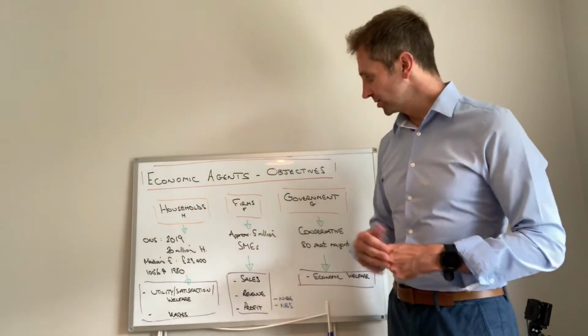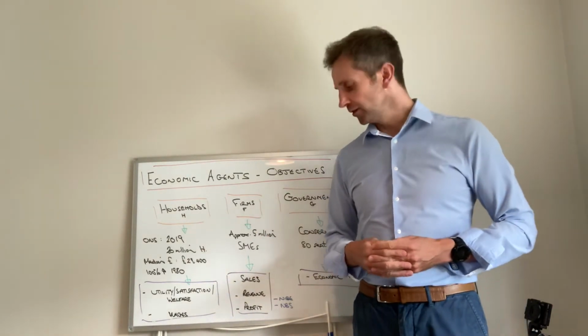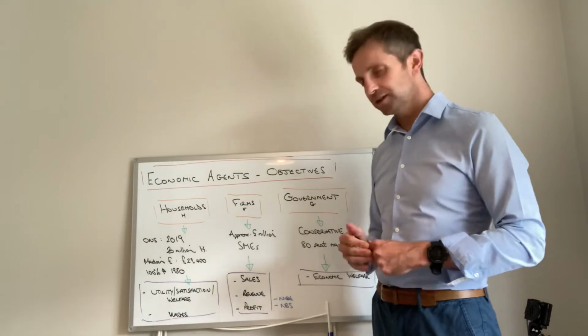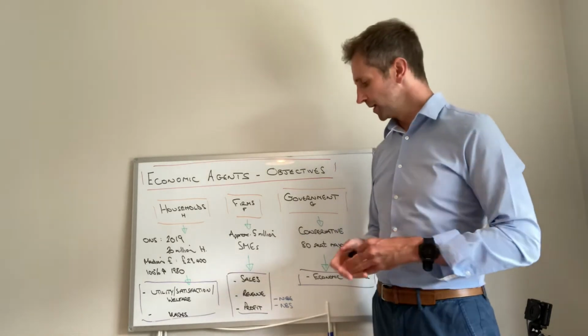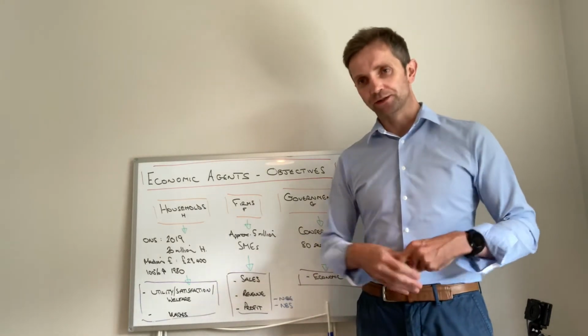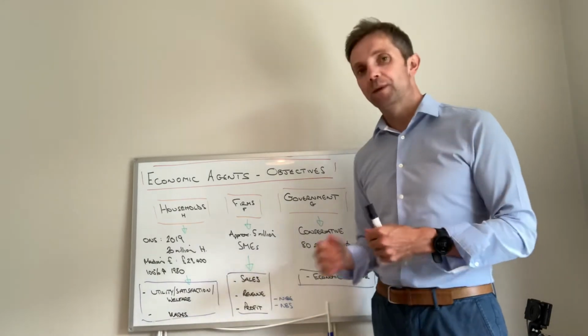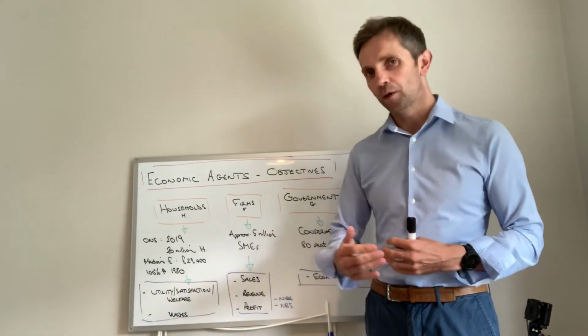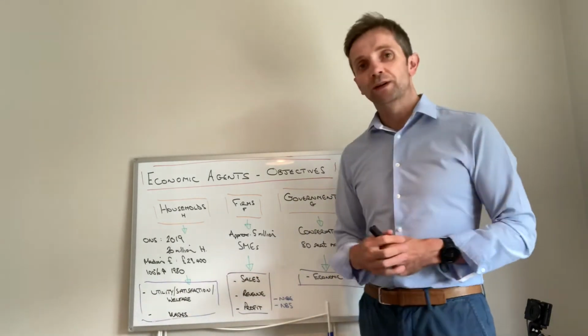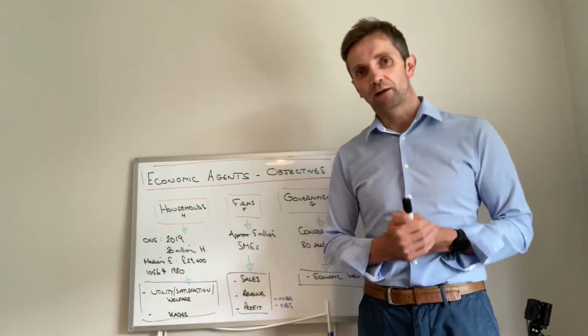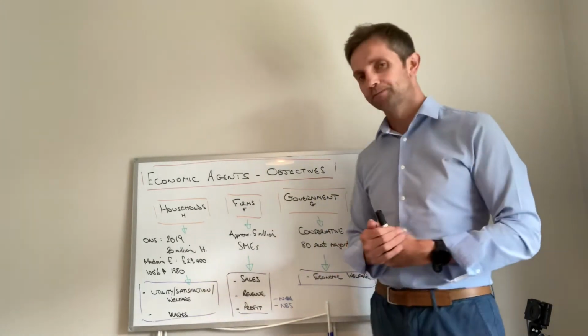The firms are said to have a number of objectives, but these are the key ones cited in your textbook. Maximising their sales, so market share, maximising their revenue, so the money that's coming in, or maximising their profits, so the difference between their revenues and their costs.